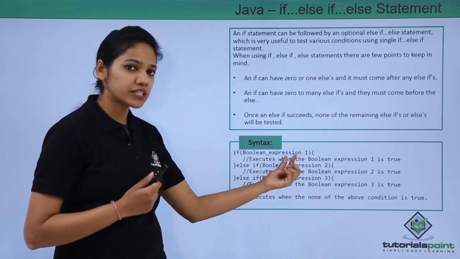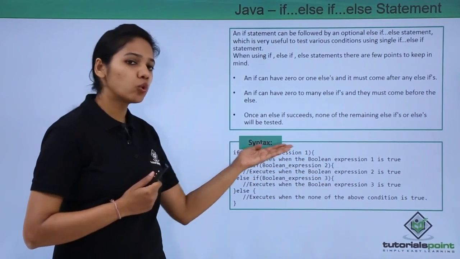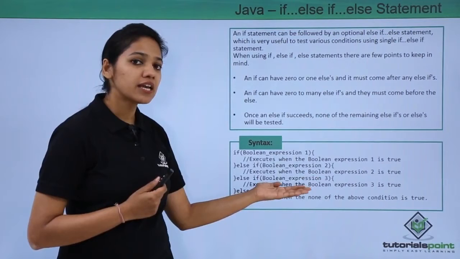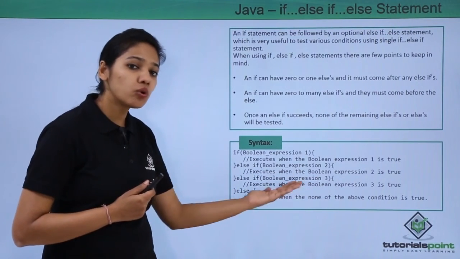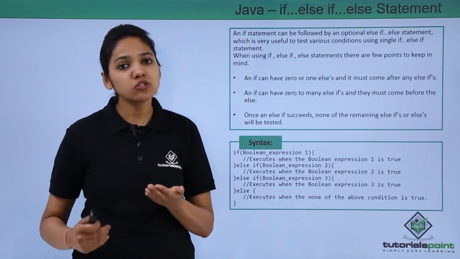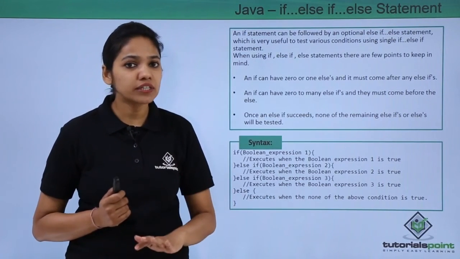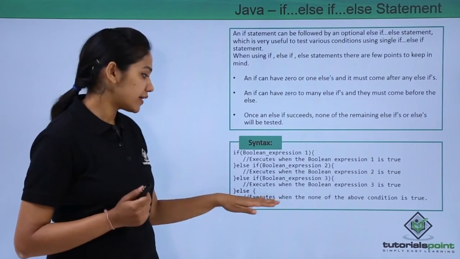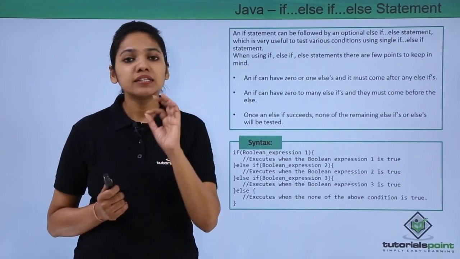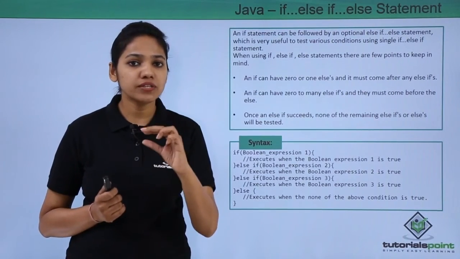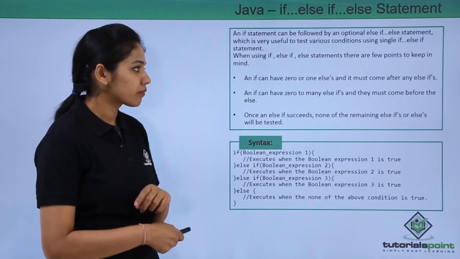If the condition is true, please execute the block of statements. Else if, go check for the second condition. Else if, go check for the third condition. Else if, go check for the fourth condition and so on. And if it does not satisfy any of the conditions, finally execute the block of statements that is there in else. Remember, the last else block of statements does not contain any condition.